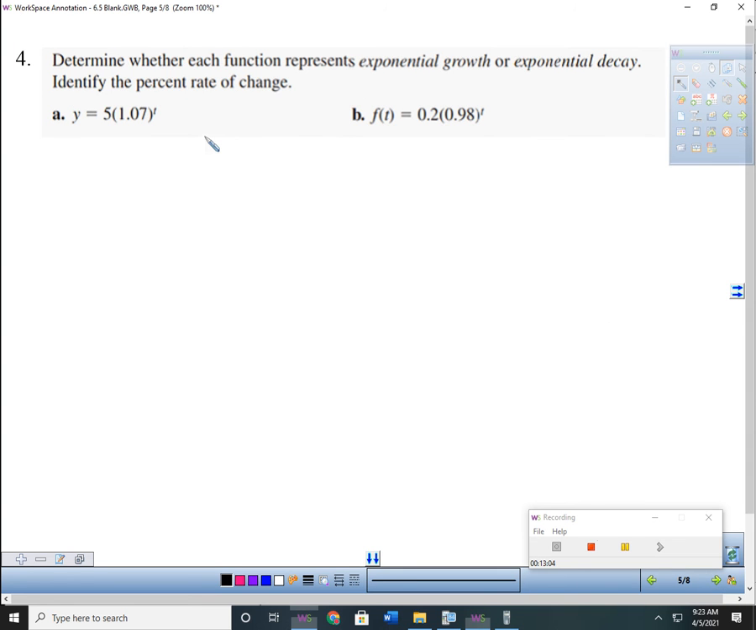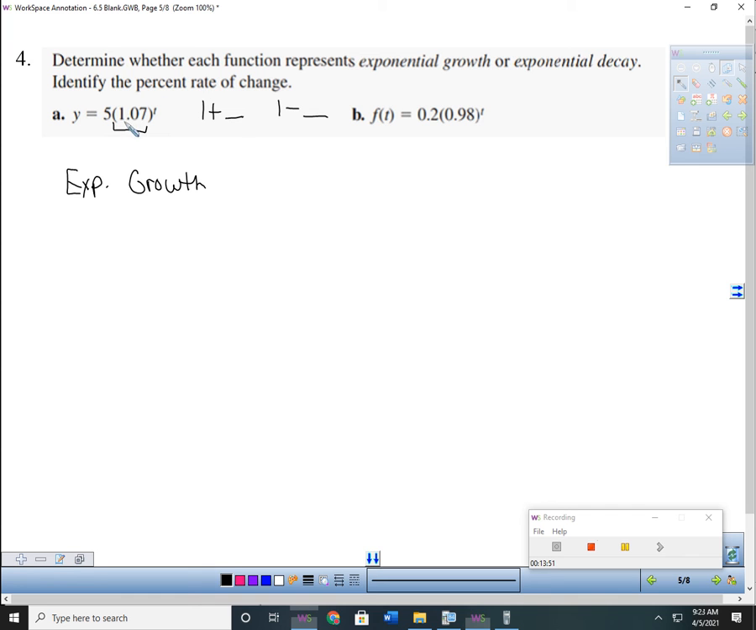All right, so on number 4, we're going to determine whether each function represents exponential growth or exponential decay, and then we will identify the percent rate of change. So remember, inside this parenthesis, that represents either 1 plus something or 1 minus something. So if the number is above 1, then that means that's going to be a growth. If that number, for instance, like on part B, is less than 1, then that's going to make a decay. So if you look at this, that would be a growth. So exponential, I'm going to abbreviate growth.